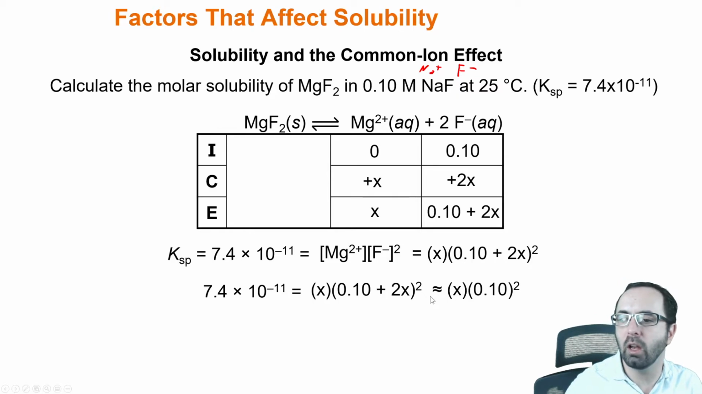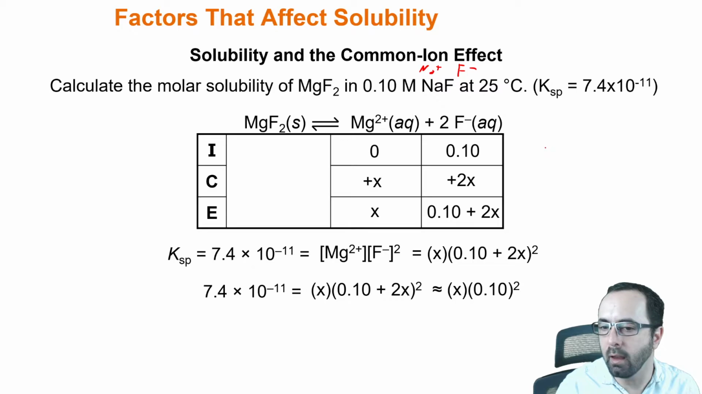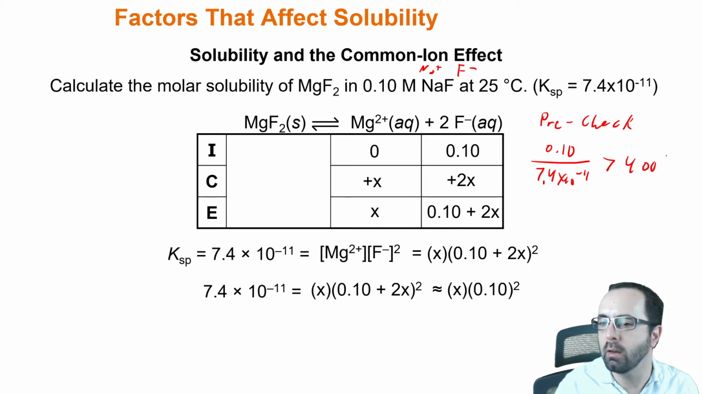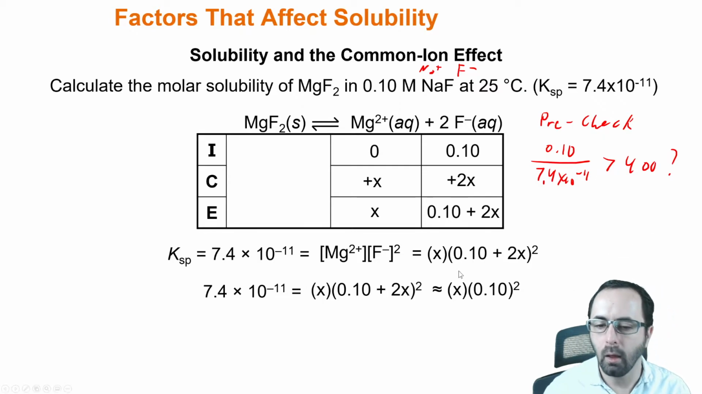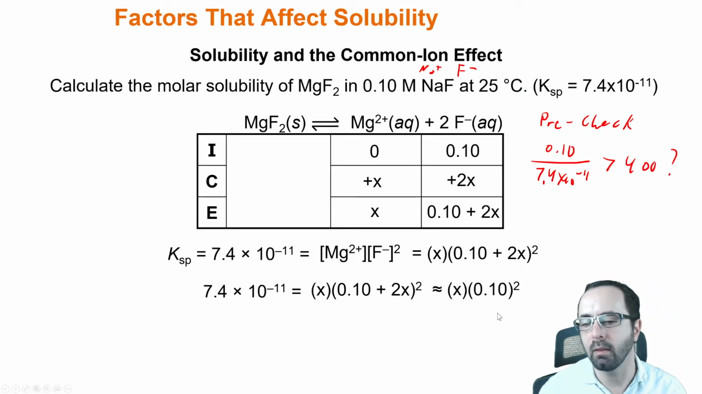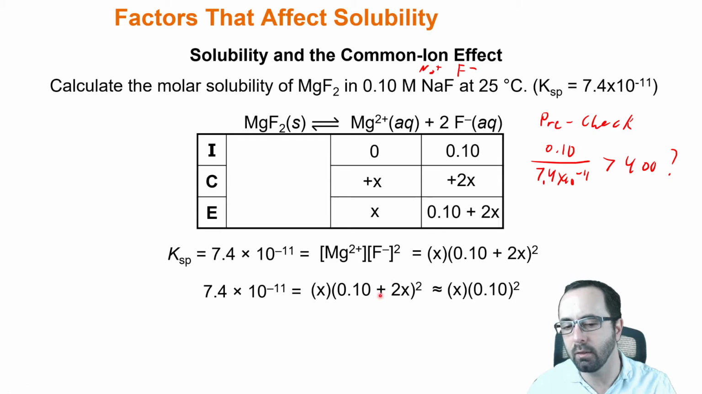Maybe we should do a pre-check just to make sure. So if we're doing a pre-check, we would take our 0.1 initial concentration. We're going to divide it by the K, 7.4 times 10 to the minus 11. So our initial concentration divided by K, is that greater than 400? Yes, it is. It's definitely greater than 400. It's way bigger than 400. So we're okay here. 0.1 plus 2x is going to be about the same as 0.1. When we add x, x is so small, it's not going to change the value of 0.1 very much.